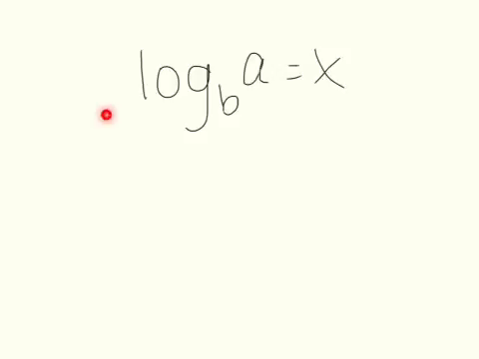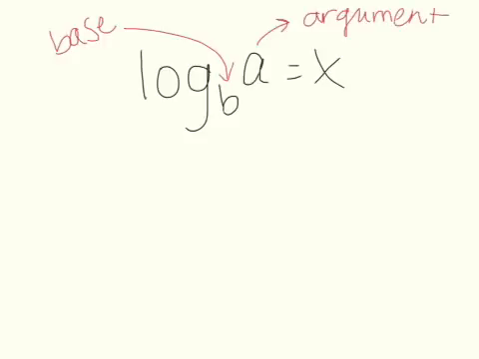So this is the log form. We've got log with the b for base and a for argument equals x. So the b is my base, the a is my argument, and then this x would be my exponent. So again, this is the logarithmic form, the log form.